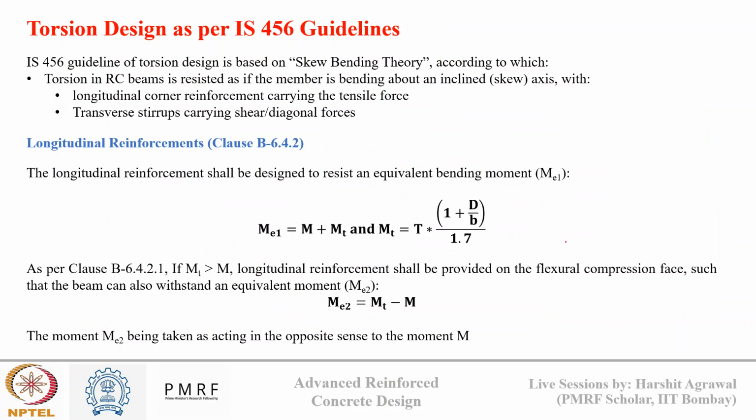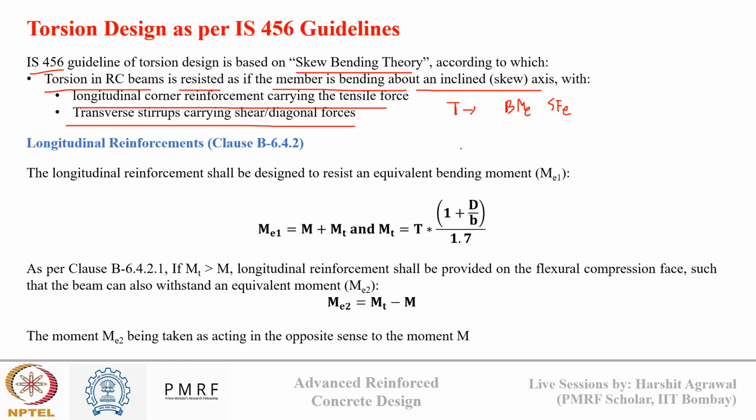For this we will refer to IS 456, which takes this effect into account based on skew bending theory itself. It says that torsion in an RC beam is resisted if the member is in bending about an inclined axis, with longitudinal reinforcement carrying the tensile force and transverse stirrups carrying the shear force. So what the IS 456 code says here is that if we can take the effect of torsional moment and convert it into an effective bending moment and effective shear force, then we can account for torsion safely in a reinforced concrete member. For that there are different clauses present.